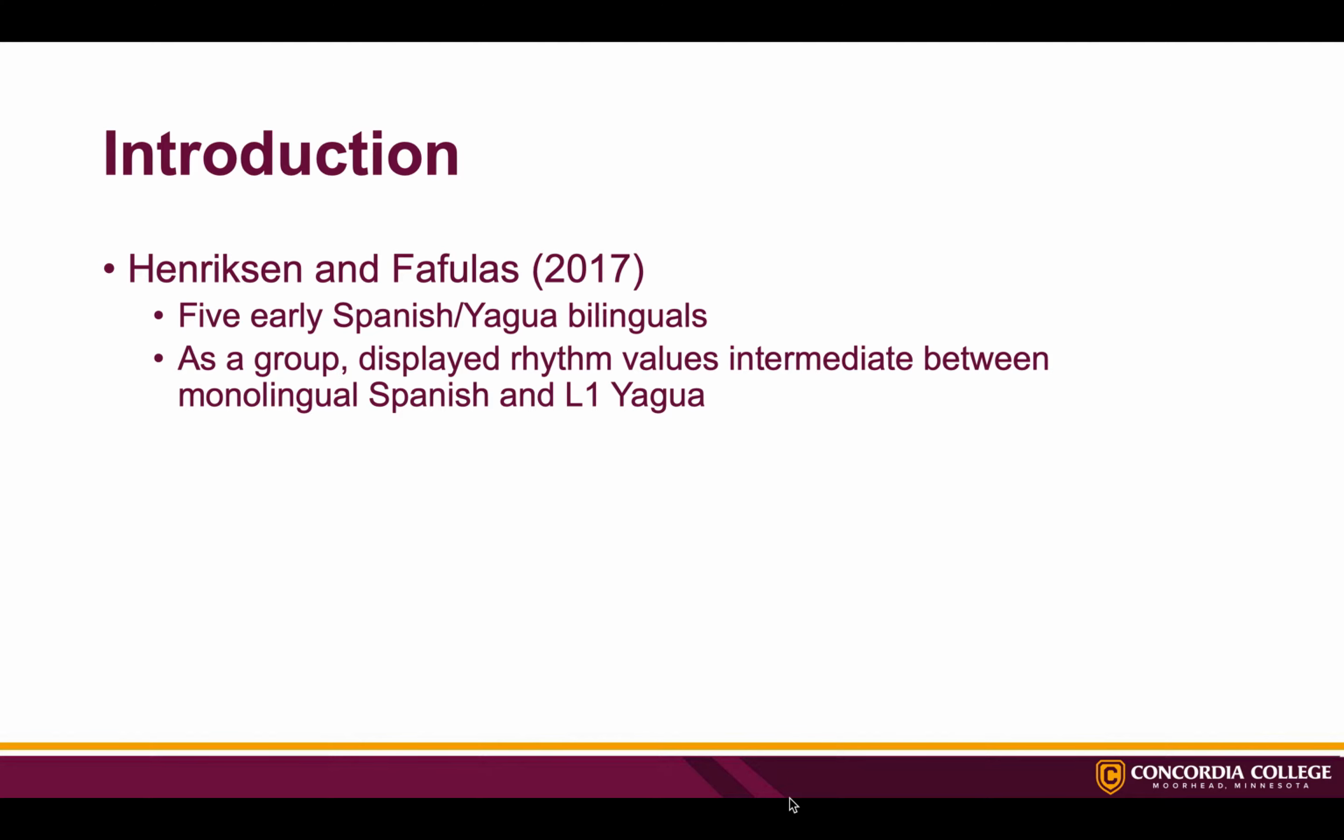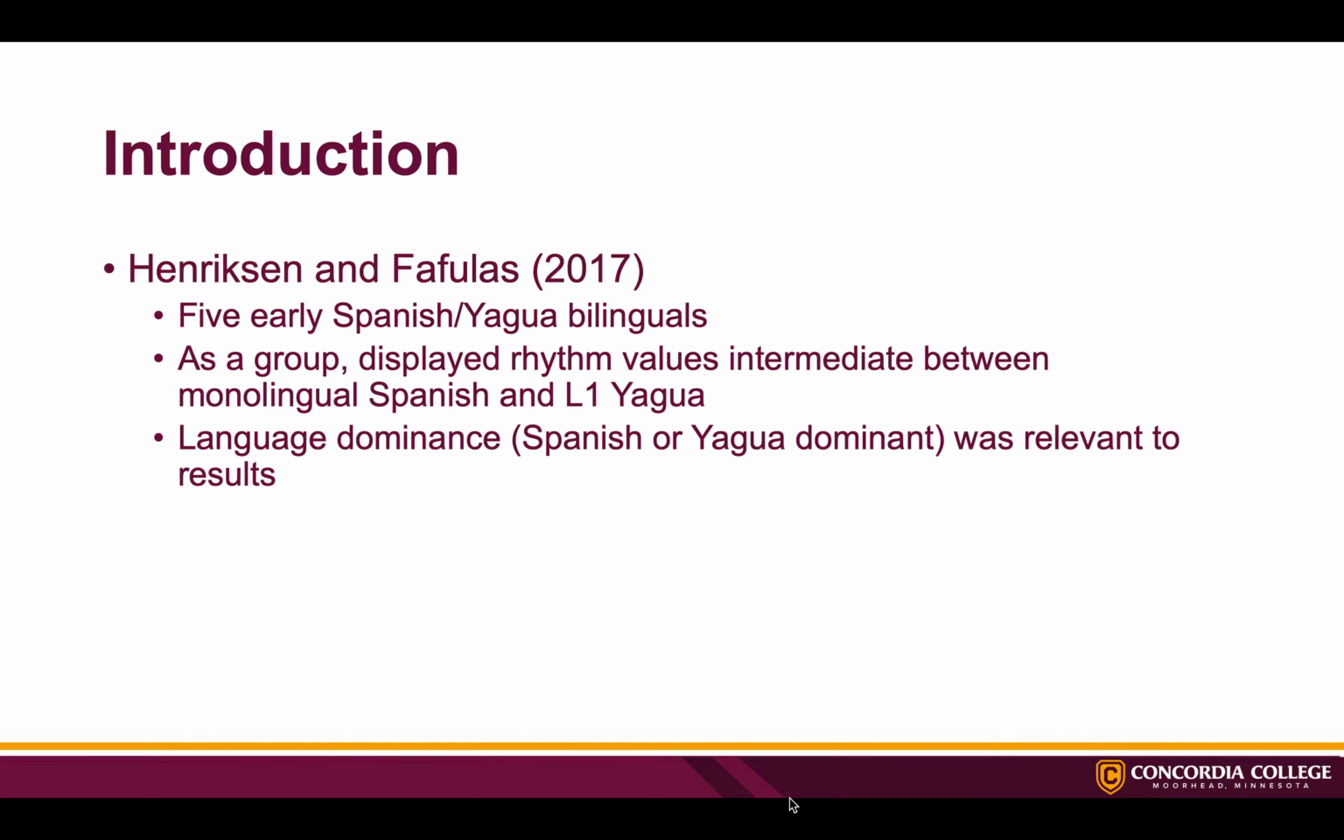And they also found that language dominance, whether the individual was Spanish or Yagua dominant at the individual level, was relevant to their results. They did not study, and it was not perhaps an aim of their research, whether the Spanish and Yagua for the bilinguals was different from one another. But we do know that they displayed intermediate values between monolingual Spanish and L1 Yagua.